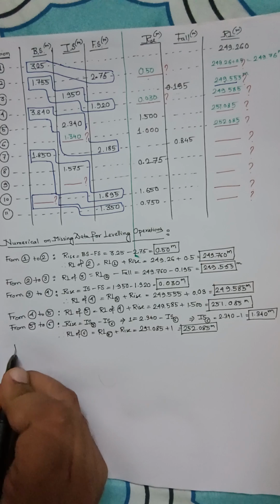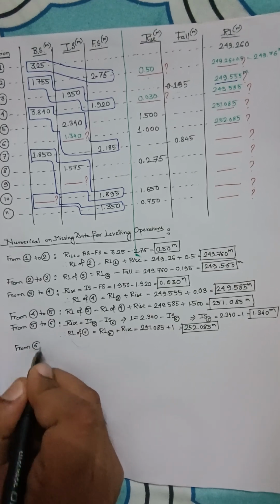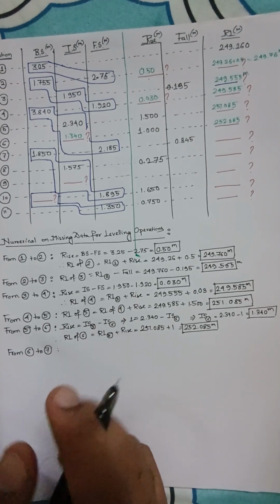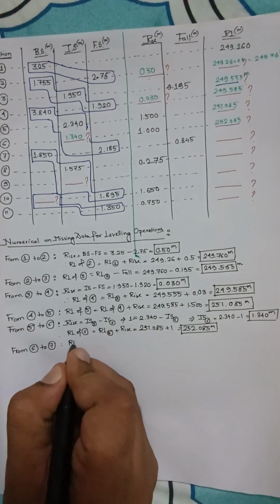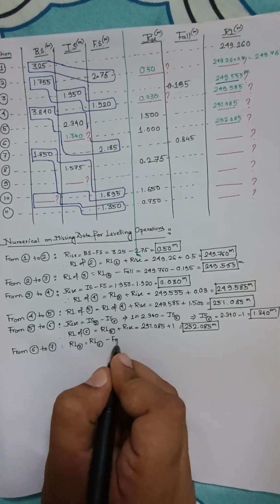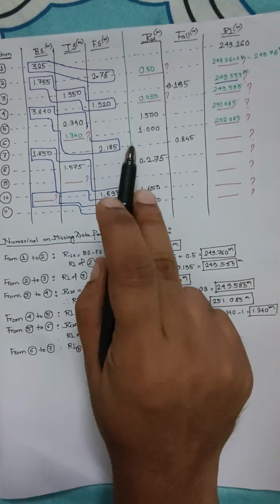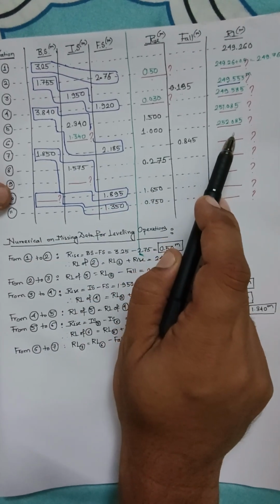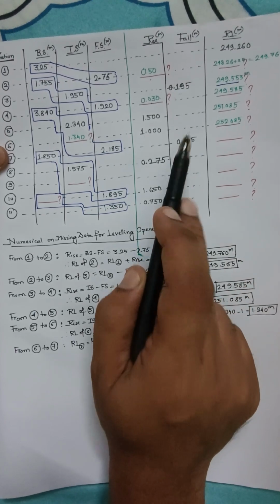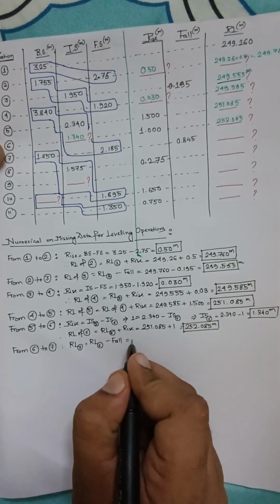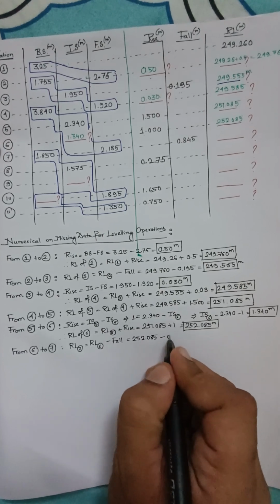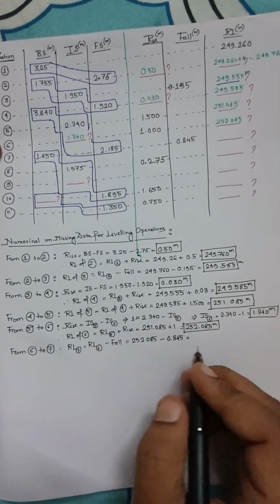So from 6 to 7, you already have an RL. The RL of 7 is nothing but RL of 6 minus the fall, because there is a fall from 6 to 7. When you go from 6 to 7, there has been a fall. And by how much did it fall? By 0.845 meter. So RL of 6 is nothing but 252.085 minus how much is the fall? 0.845. And there you have the data.